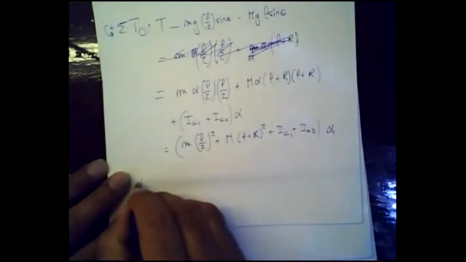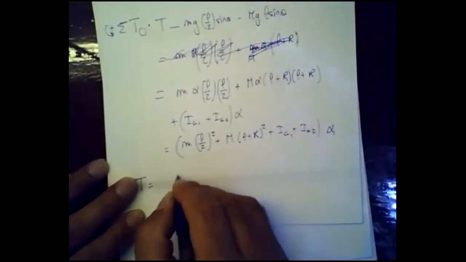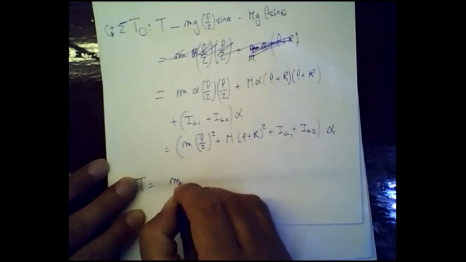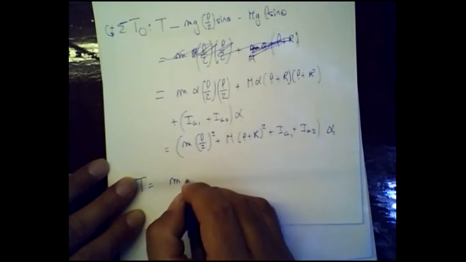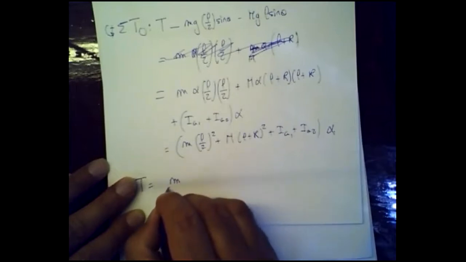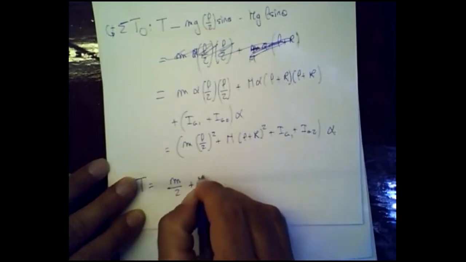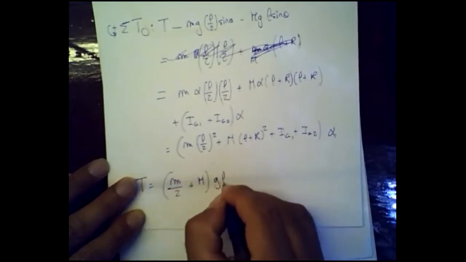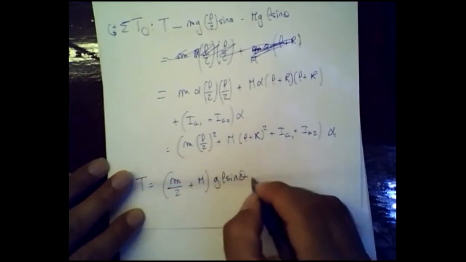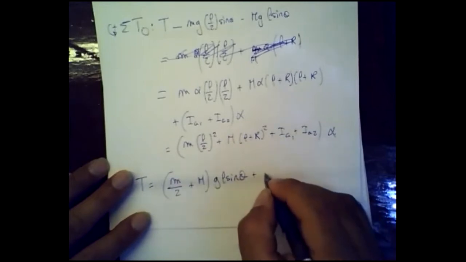And let me rewrite it one more time. So here, what do I have? Let's try to factor this out. So I'm going to have (m over 2 plus big M) multiplied by gL sine theta, plus these guys.